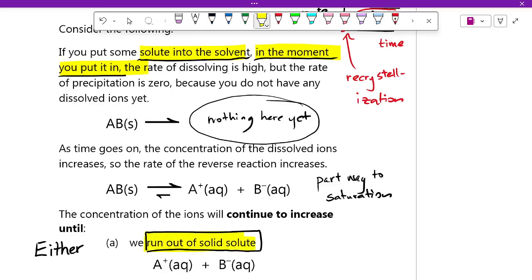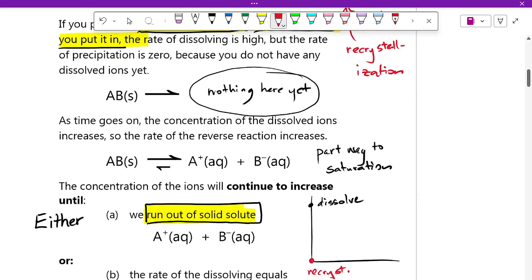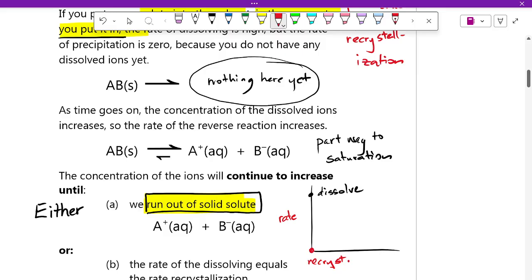and if that were the case, I don't think you'll ever have to draw a graph like this, but your graph for this one would look like your dissolving, recrystallizing, dissolving, dissolving, dissolving. Oh, we ran out of solute. Recrystallizing. Oh, we ran out of solute.